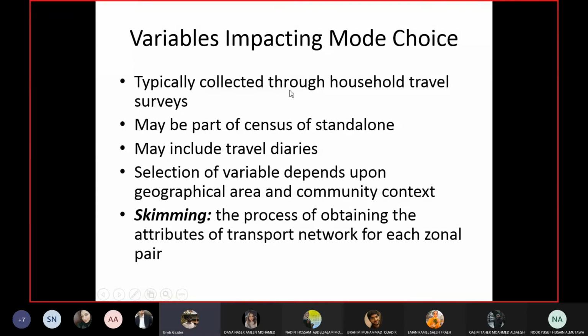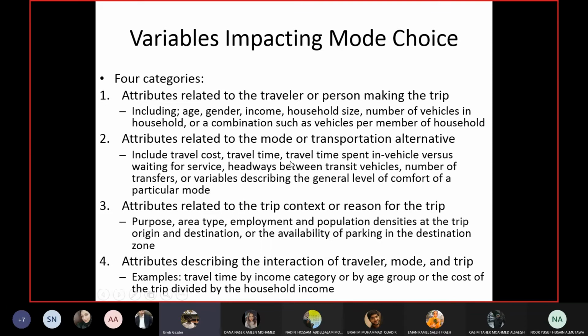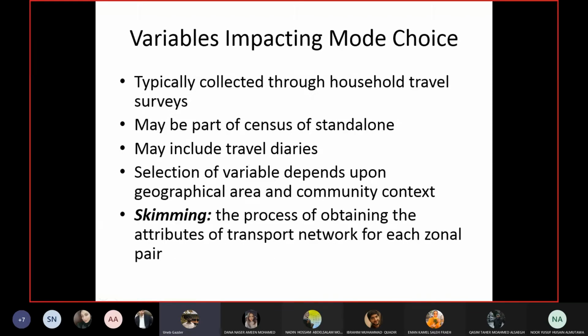How do we collect these variables which are required for mode choice? You have to do a household travel survey. So you go to the houses of the people and you ask them about their travel characteristics, their mode choices, their travel behavior, their own characteristics, their trip types, and so on and so forth. All these variables will be asked through a survey, which should be focused on each household. Like I said, each family. Household means a family.